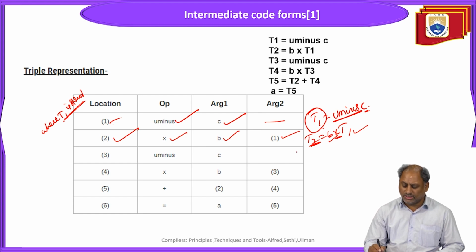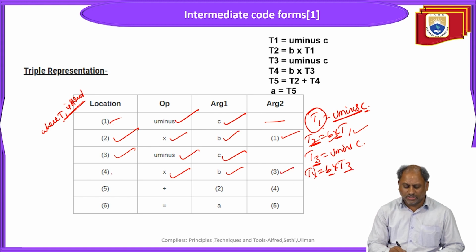Like this, another expression, suppose T3 equal to U minus C. This is the same as the first expression, that is operator minus, argument 1, and the result. Instead of the temporary we have taken, we are going to take a reference. So that is reference 3. Next, T4 equal to B into T3. Now here the operator is into, B is one argument. Instead of T3 we are writing the reference 3. Instead of T4 we are writing a reference 4.